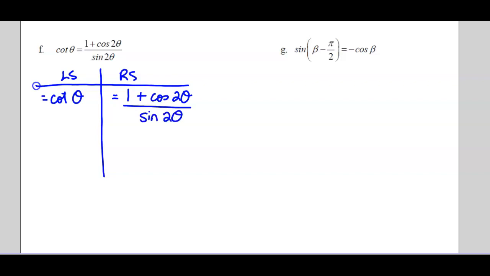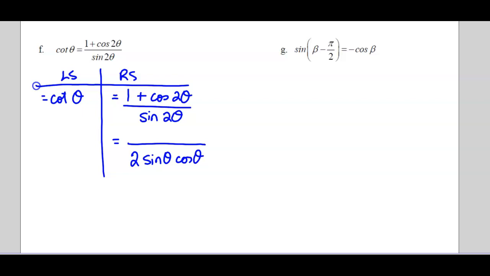And notice how this identity is using some of the double angle identities. They're kind of 2/3 down the page there. So on the right-hand side, for sine of 2 theta, there is only one option there. So that's 2 sine theta cos theta.